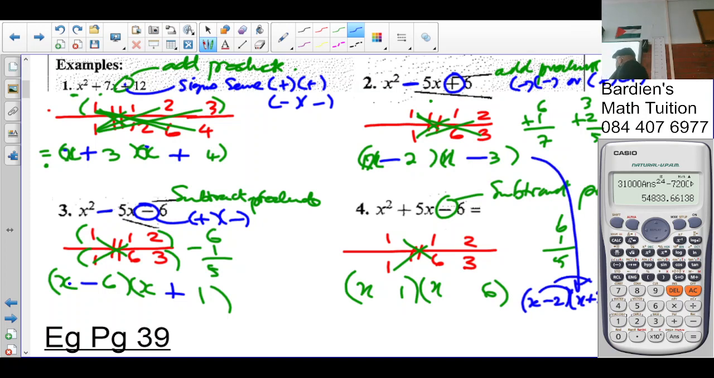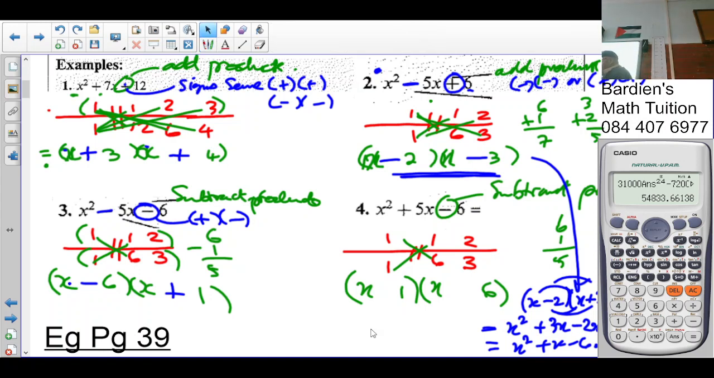Now let's multiply out. What's x times x? X times 3? Negative 2 times x? Negative 2 times positive 3 is negative 6. Which gives me x squared plus x minus 6. Now is that the same as this here? No. But if I multiply that one out, you'll see it'll be the same. Okay. Any other confusion?